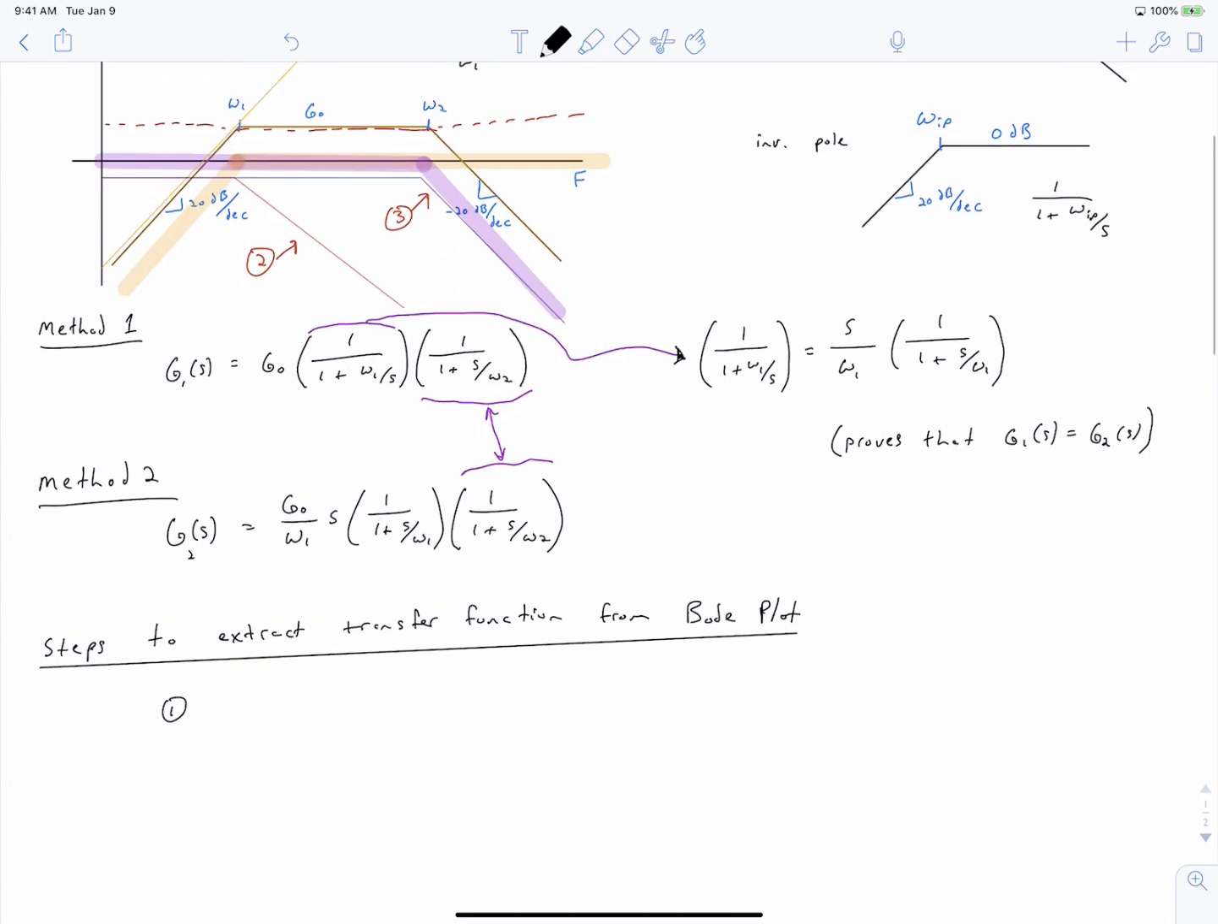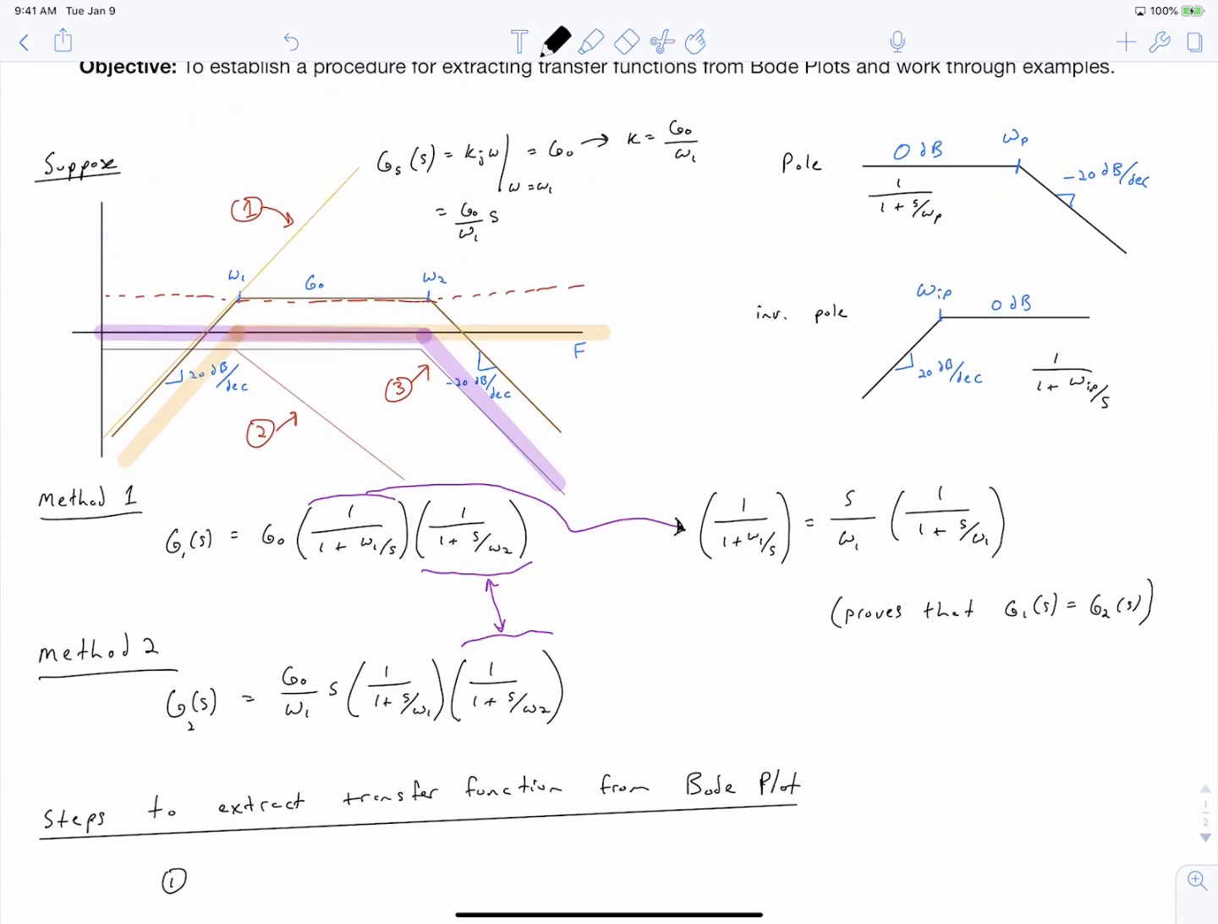So in a typical scenario, you're going to be given the gain of a transfer function and the frequencies of some poles and zeros, because this is a Bode plot. In a Bode plot, you can always look at the plot and figure out the gain in some location, and then easily see the inflection points, the poles and zeros, the frequencies that they occur at.